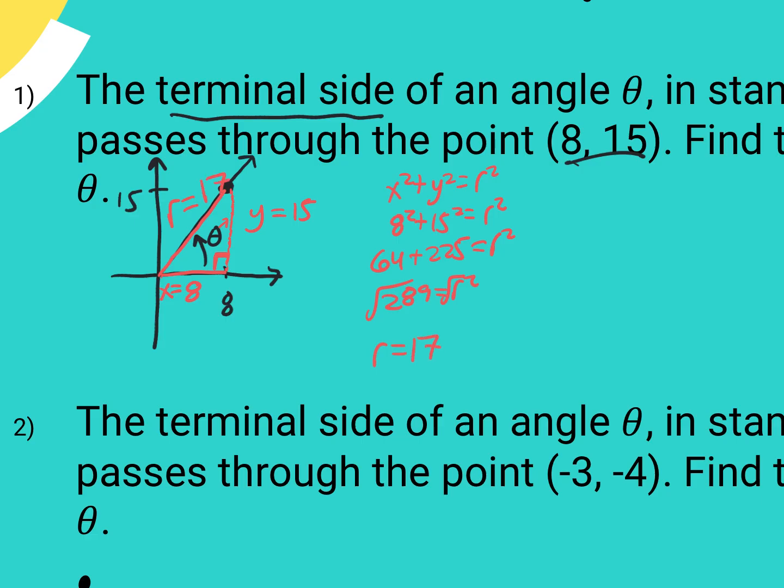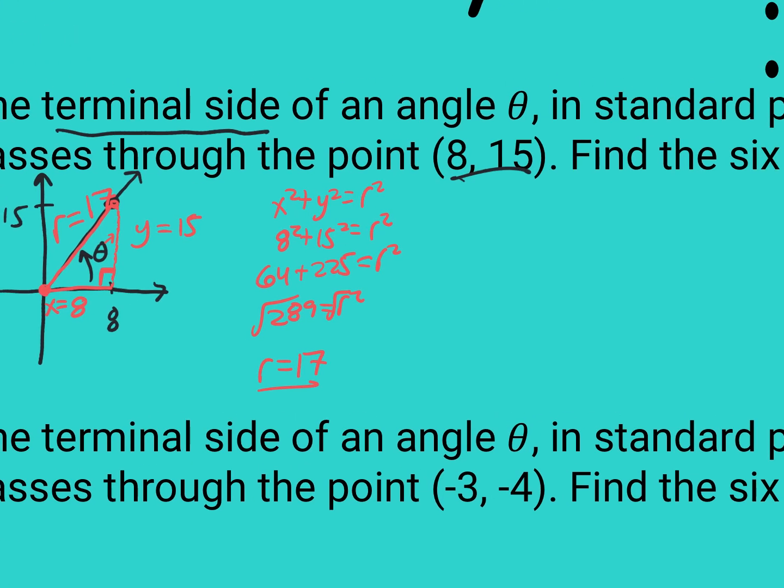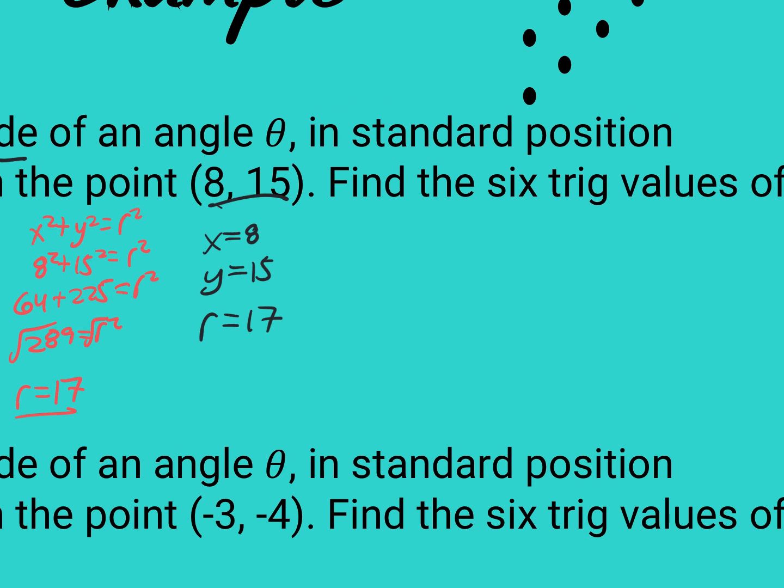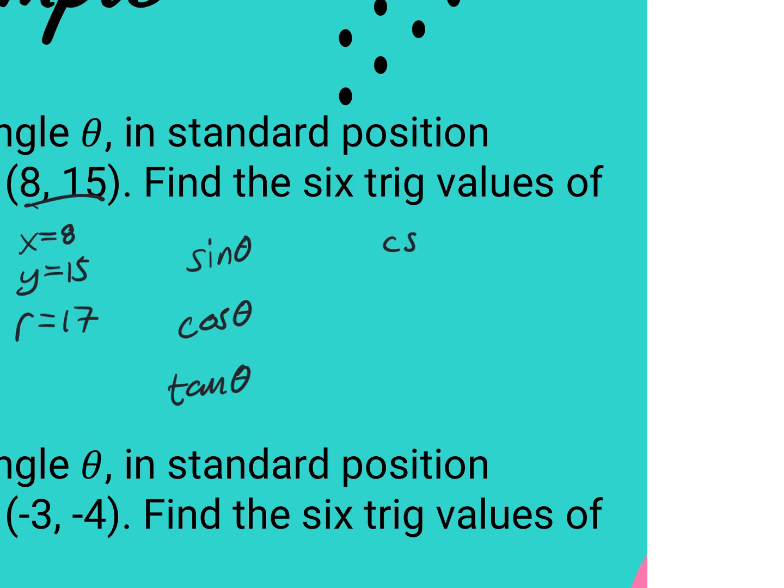Now, why didn't I put plus or minus? Because r is a distance. It's the distance from the origin to that point. It's never going to be a negative number. So r in this case is 17. Now I have everything I need to answer this question: x equals 8, y equals 15, and r equals 17. So now I'm going to find the 6 trig values. When it says 6 trig values, it's sine, cosine, tangent, and their reciprocals: cosecant, secant, and cotangent.